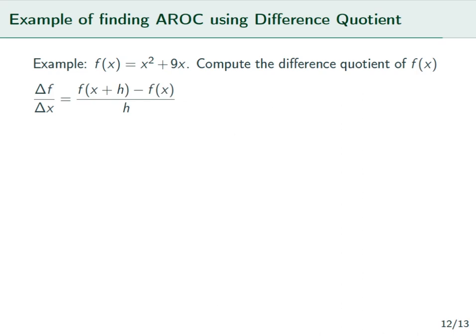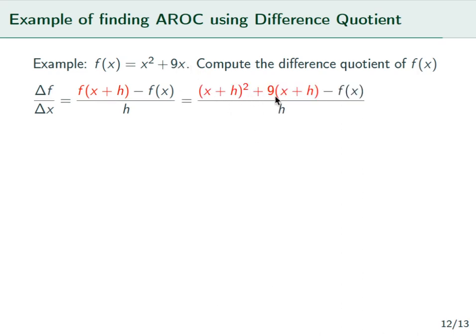So here are more algebra steps. Let's go one by one. First, we need to find f of x plus h. That means I insert x plus h as the input quantity for function f. Then I get (x plus h) squared plus 9 times (x plus h). This red part represents f of x plus h. For the f of x part, I insert x squared plus 9x, but remember we must put parentheses around it because we're subtracting this entire thing.